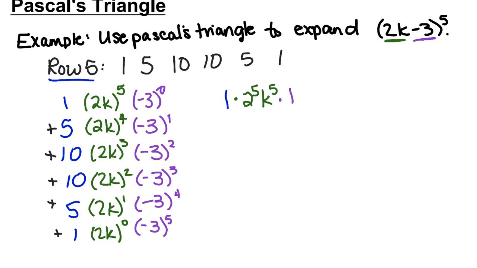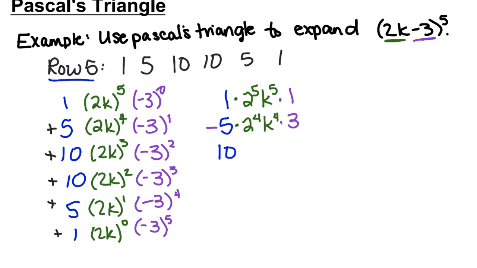I'm going to do it again. 5 times 2 to the 4th, k to the 4th, and now I have a -3 to the 1st. So I can put the negative out front. You can leave it with the -3, it doesn't matter. I like to pay attention to my signs at this point.